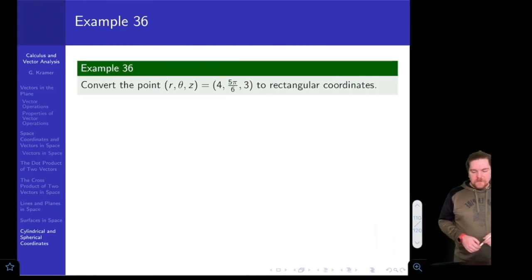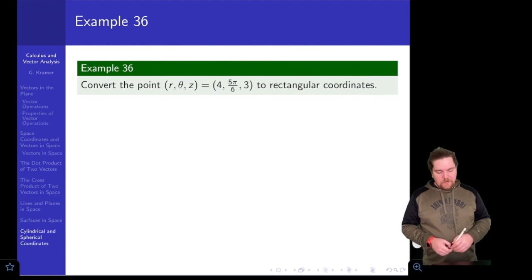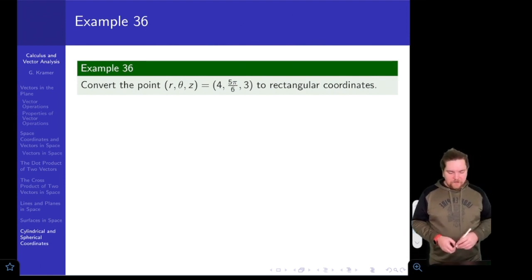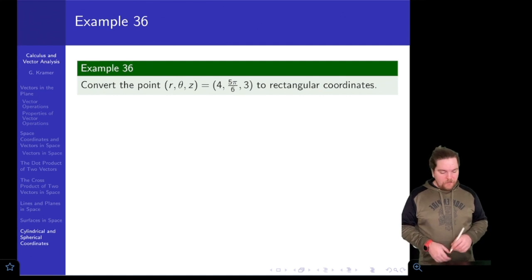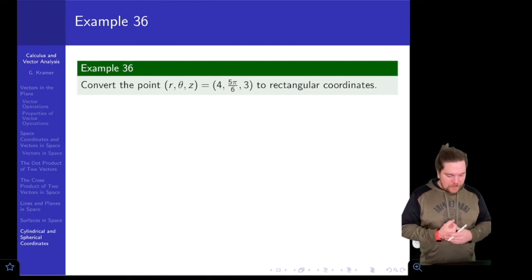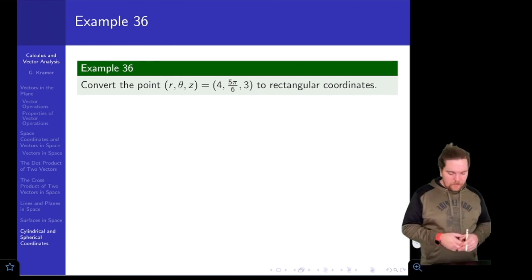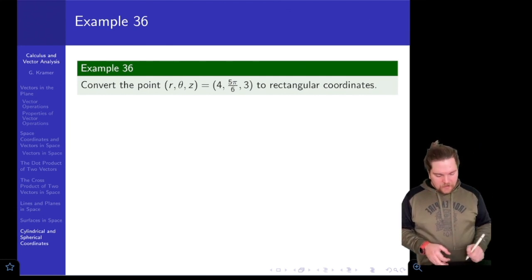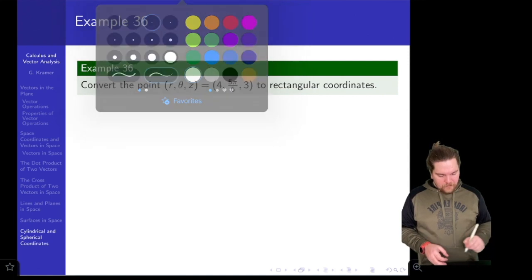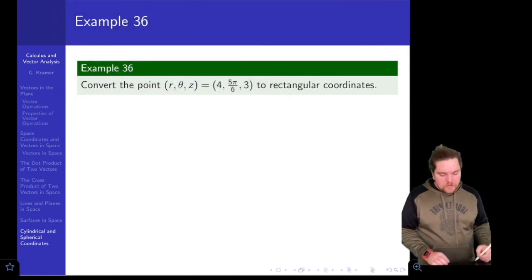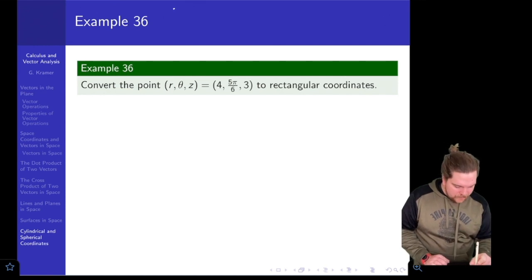All right, let's go ahead and try one of these out then. So in this example 36, we're asked to convert the point r, theta, z equal to the point 4, 5 pi over 6, 3 into rectangular coordinates. All right, so what we're using here are the cylindrical to rectangular conversions. So let's go ahead and just state those again. I'll write these down at the top of the page.